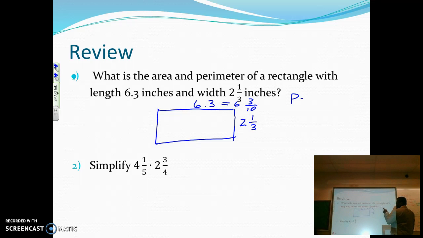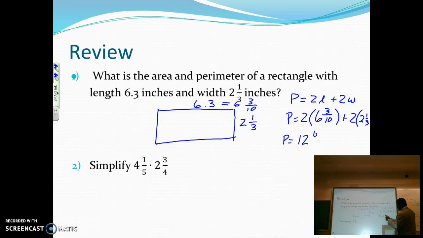Now when we go to the perimeter, we recall from last time that the perimeter is 2 times the length plus 2 times the width. So we're going to have 2 times 6 3/10, and also 2 times 2 1/3. When we multiply 6 3/10 by 2, that gives us 12 6/10, and here we have 4 2/3.